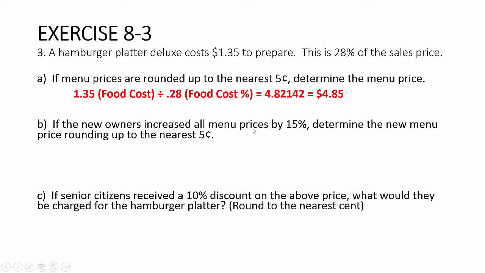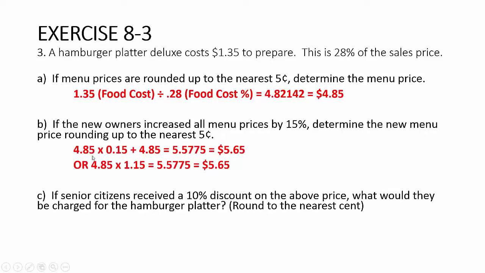Now, if the new owners wanted to increase all the menu prices by 15%, we need to figure out what this new menu price is going to be. So essentially, we have to add 15% to $4.85. To do that, we take the $4.85 and multiply it by 15%. This will give us the value of 15% of $4.85, which we will then add to the $4.85. Unrounded, we get $5.5775, but we need to round up to the nearest 5 cents, so that's going to have to go from $5.5775 to $5.65. Because it can't go down to 55, even though 55 is closer. We were told that it must go up.